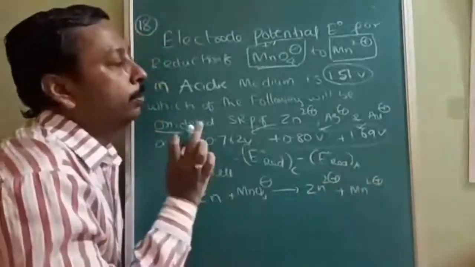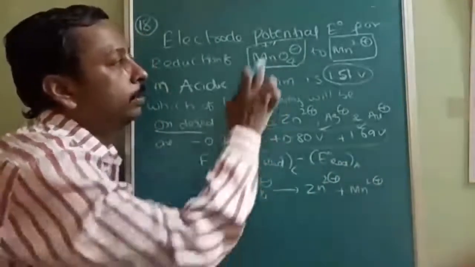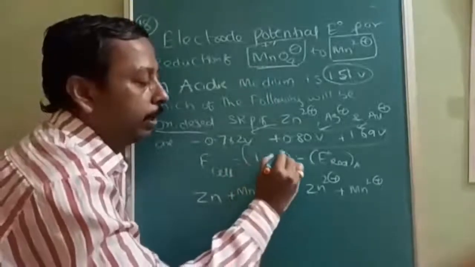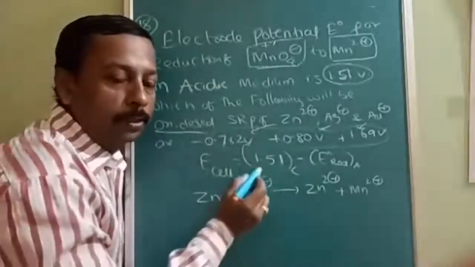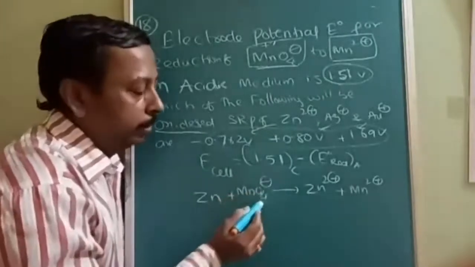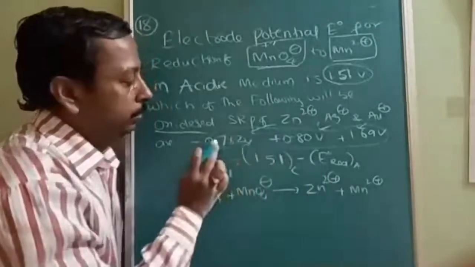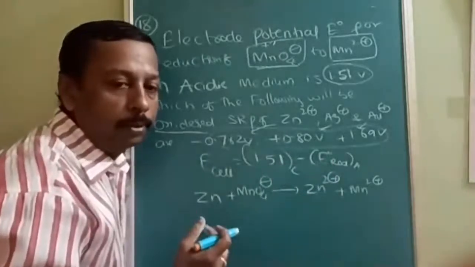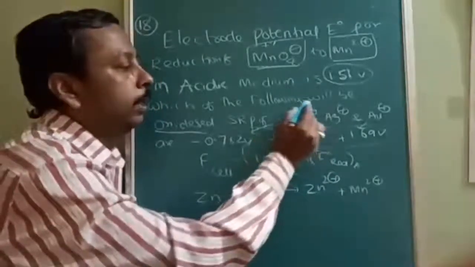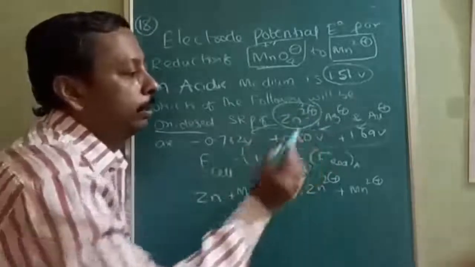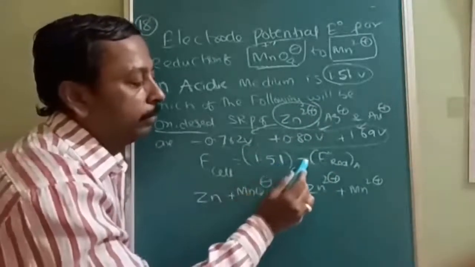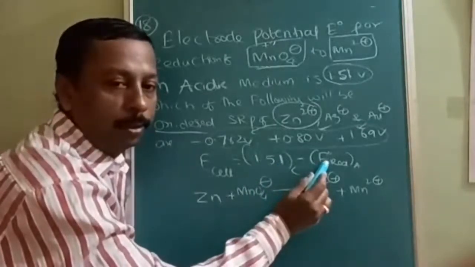Cathode is always fixed here. What is that? 1.51. Once it is fixed as 1.51, you keep on substituting. Minus a minus gives plus, so you are going to get more positive. So zinc can oxidize. Silver is how much? 0.80. 1.51 minus 0.80, you will get a positive value.